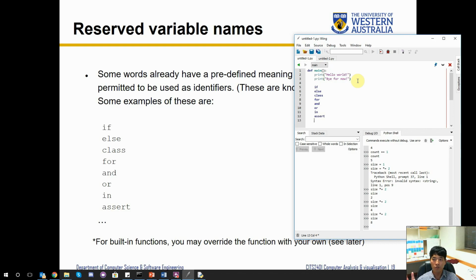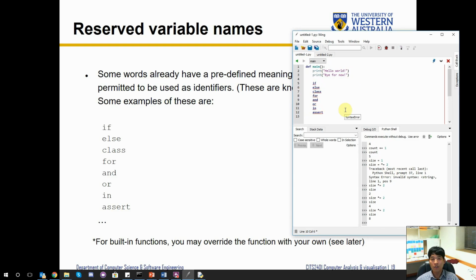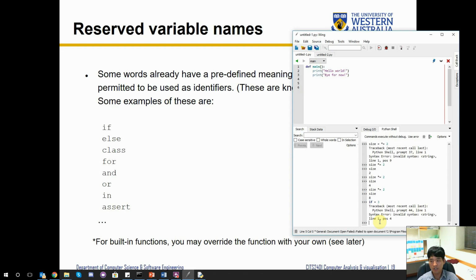So whenever you type something and it gives you a thick blue color in the Wing IDE, it means they are reserved names. So these are the reserved names which you cannot use as variable names. They are reserved for Python to use. So for example, if I want to create a variable called if equals 3, it's going to complain because this is a reserved name. You cannot use this as a variable name.